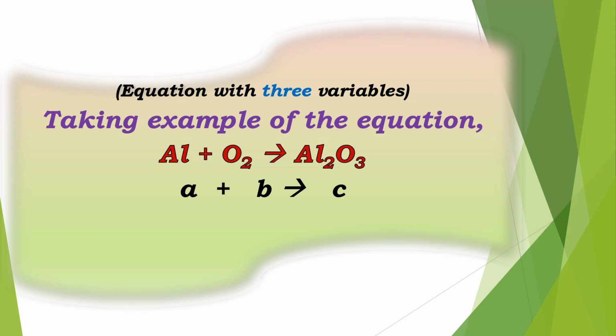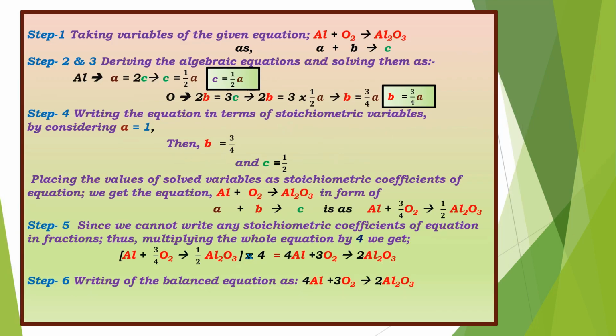Taking example of the equation, aluminum when reacts with oxygen gives aluminum oxide. Step 1. Taking variables of the equation, Al plus O2 gives Al2O3 as A plus B is equal to C. Deriving the algebraic equations and solving them. Aluminum, A is equal to 2C or C is equal to half of A. From oxygen, 2B is equal to 3C or 2B is equal to 3 into half of A, or B is equal to 3 by 4A.